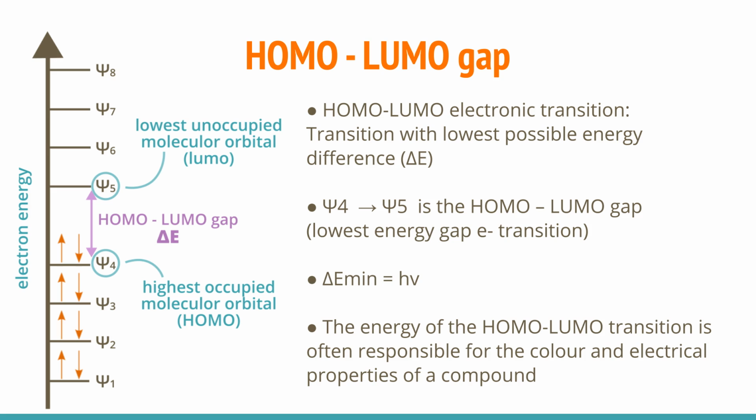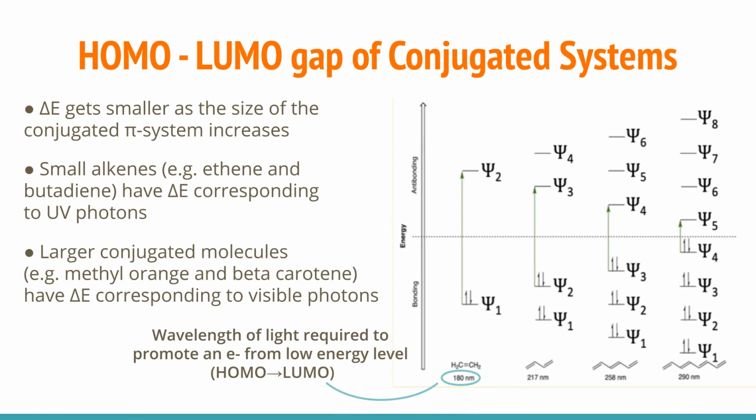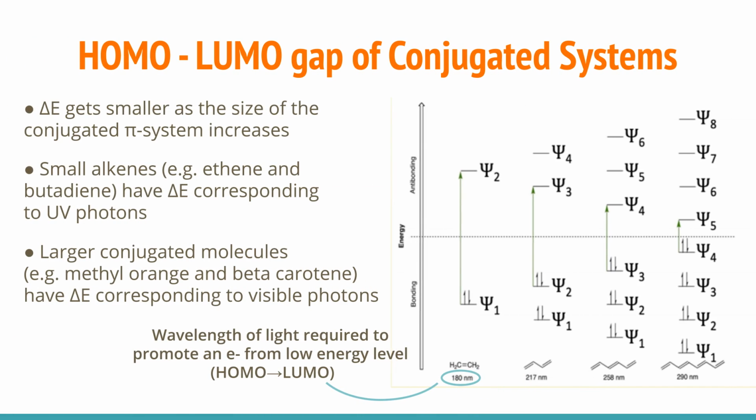The difference in energy between HOMO and LUMO can be used to predict the strength and stability of transition metal complexes as well as the colors they produce in solutions. HOMO-LUMO gap of conjugated systems.